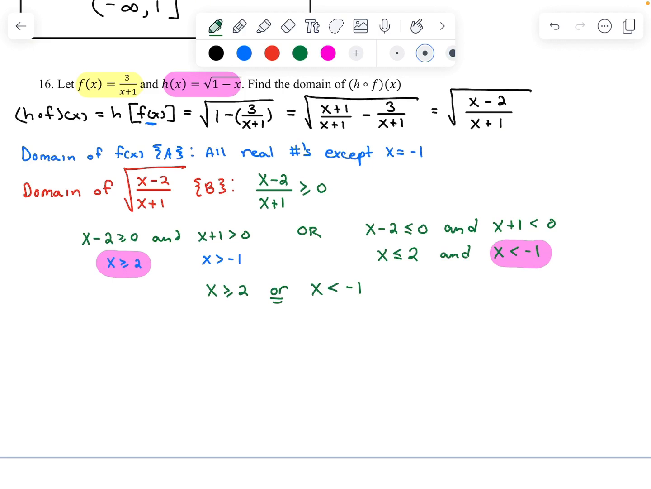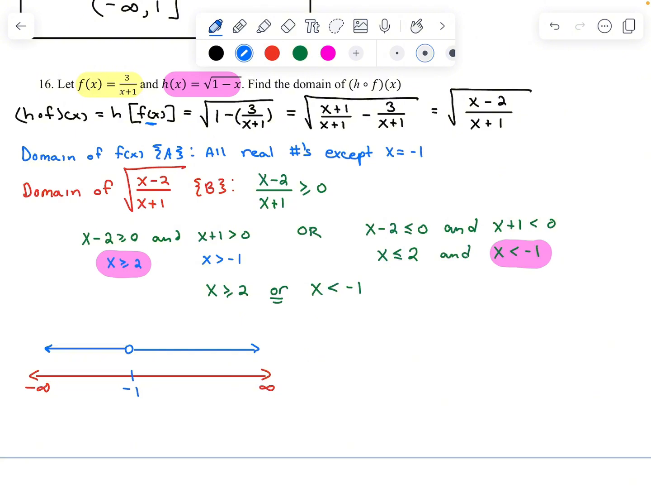Okay, so now that I have the domain of f of x, which I'm calling A, and I have the domain of the square root of x minus 2 divided by x plus 1, which is B, I can find the domain of the composite function. I'm going to do that by creating a number line. Okay, so the domain of f is all real numbers except -1. So I'm going to place a -1 right here. I'm going to have an open circle, arrow to the left, and an arrow to the right.